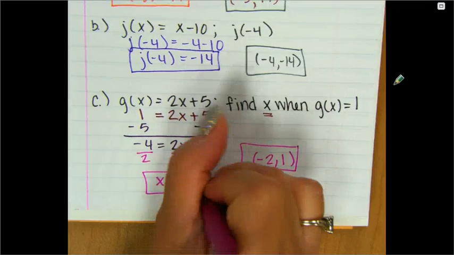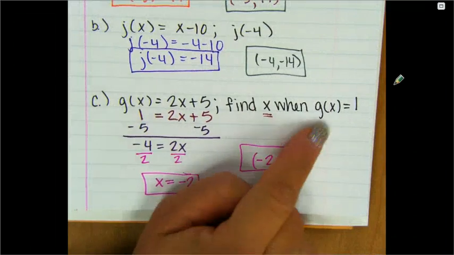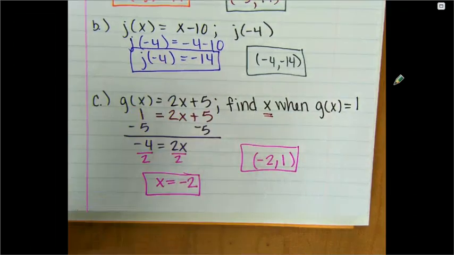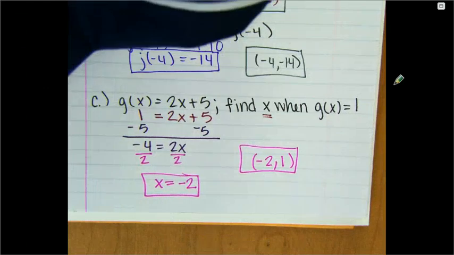Negative 2 comma 1. So remember, this is like your y value, right? So y value is 1. So when I plug this in, my y is 1. And that's how I get my answer. Does that make sense? Do we notice the difference? Okay.